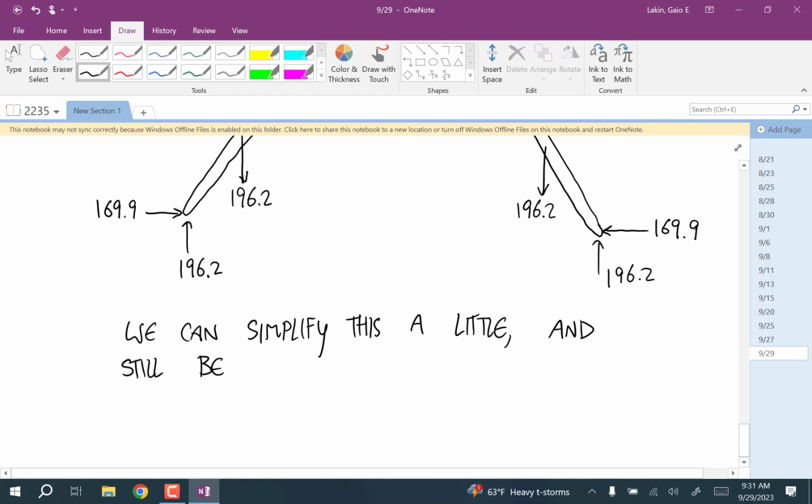So we can still be able to solve any statically determinate structure. There are some structures you can't solve just with the statics, and there's nothing you can do about that.